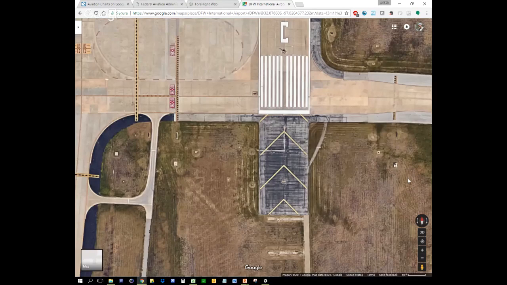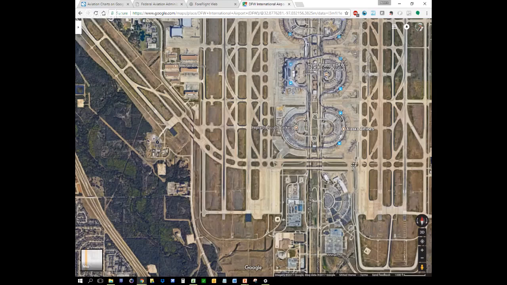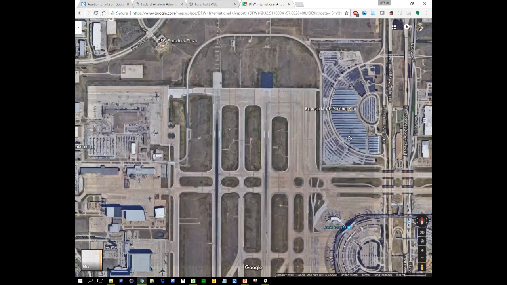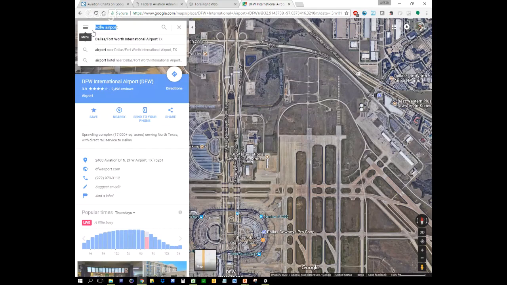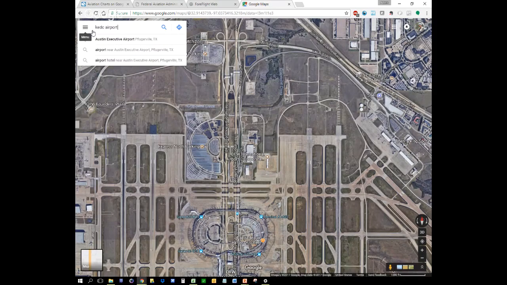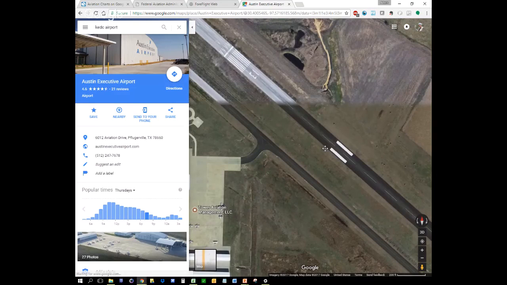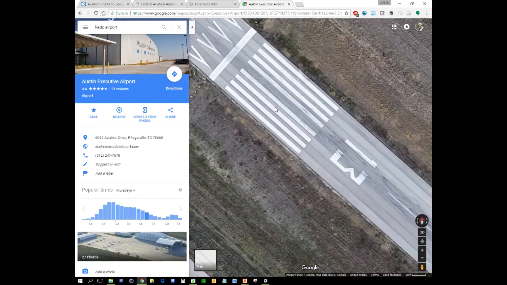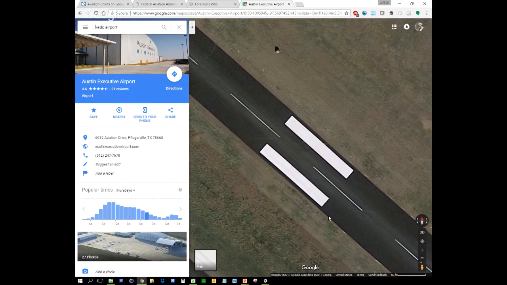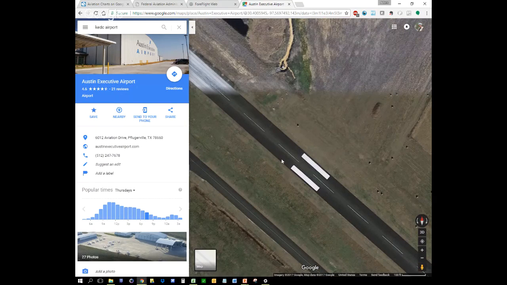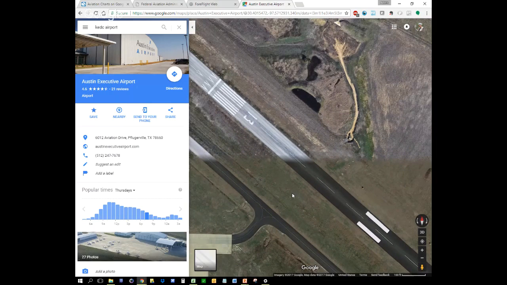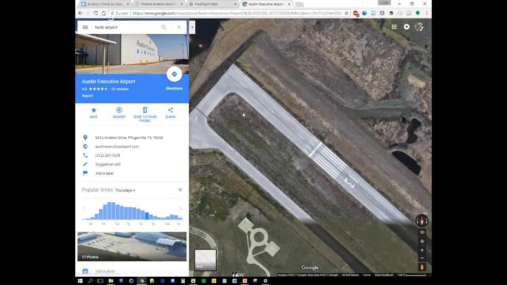DFW may not be a good example. They've got blast pads on all of them. The touchdown zone is between the threshold, which is the white bars here, and the touchdown marker, which is these two fat bars. So you have to land your airplane in between those two. But you are allowed to taxi and take off on that displaced threshold.